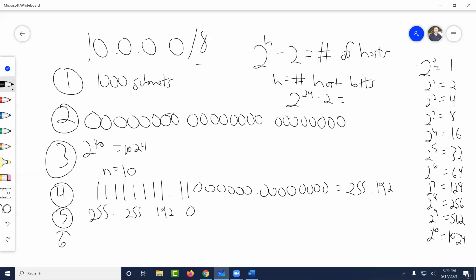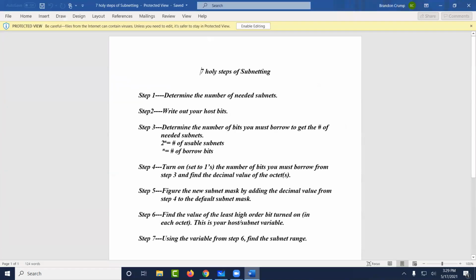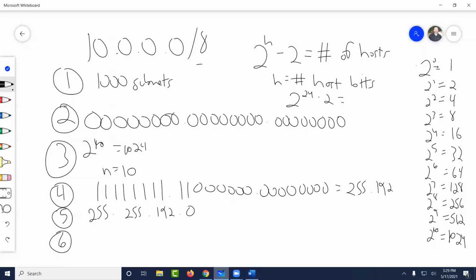Step 6. Now here's where things change slightly in my formula. The base 7 holy steps of subnetting are made just for anything that's more than /24. If it's less than that and you're subnetting, then you have to find the variable in each octet. So we're going to find the highest order bit turned on. The variable in the second octet equals 1. The variable in the third octet equals 64. And then last but not least, we have to find our ranges.